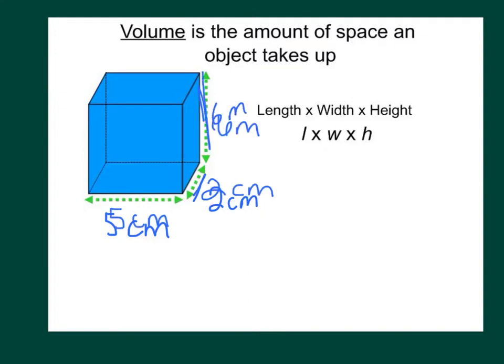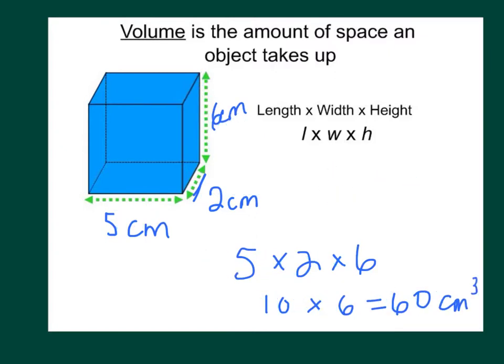If I wanted to find the volume of this object here, I would have to do 5 times 2 times 6. And those are all centimeters. So 5 times 2 is 10, and 10 times 6 is 60. So the volume of this object would be 60 centimeters cubed because there's 3 centimeters there.